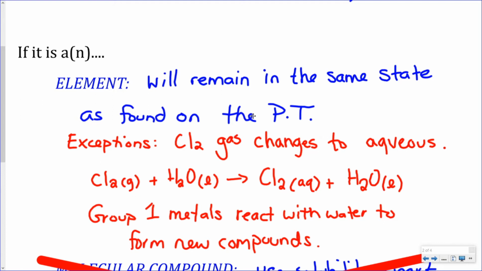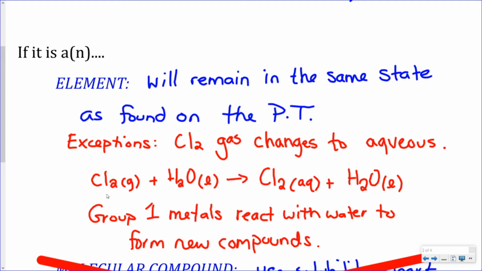So other than chlorine, which I'll talk about in a second, whatever state you find that element in, if you put it in water, it stays in that state. For example, iron is solid. If you put solid iron in water, it remains solid. The only exception here is chlorine gas. Cl2 gas changes to aqueous, so it actually dissolves into the water.